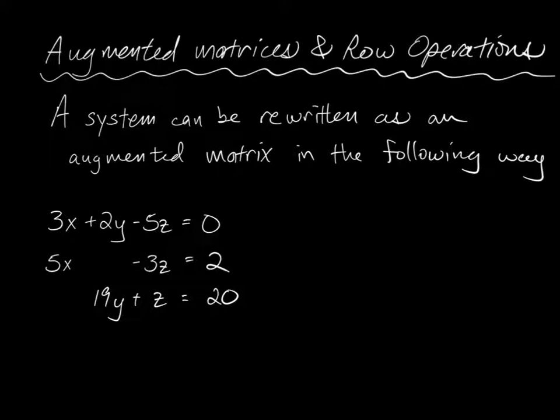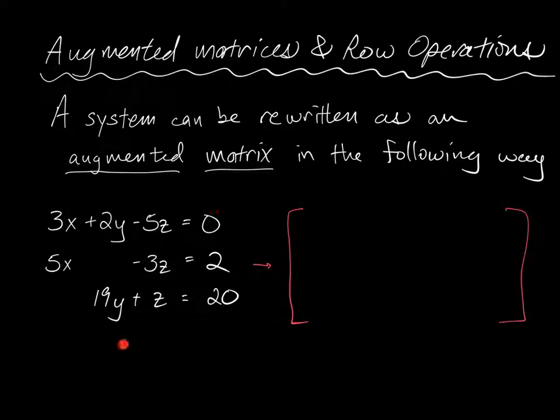So to begin with, I want to define what an augmented matrix is and how they help us with systems of equations. A system can be rewritten as an augmented matrix in the following way. First, we set up our matrix with our brackets. Essentially all we're going to be doing is taking out all of the operations and variables that are incorporated with this system of equations here. And how we do that is we just go straight left to right.